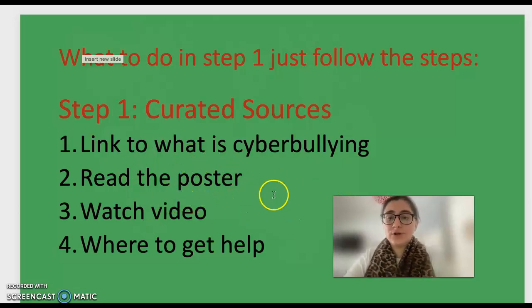The second step is read the poster. The poster is how to avoid cyberbullies. Read it, understand it, take notes. Then the third step is watch the video. The video just summarizes the first 2 steps. Also listen, understand, take notes.